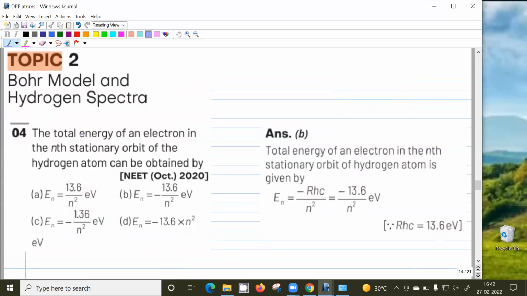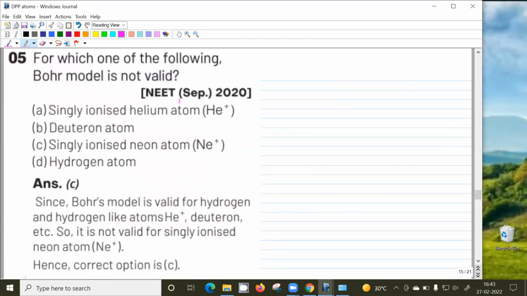Bohr model, hydrogen spectra. Total energy of an electron in its stable orbit can be obtained by, this is a theoretical question. Minus 13.6. Which option? Option C, sir. Option C is 1.36. Sir, 13.6. Option B. So it's option B. They asked this in NEET 2020. Okay, this is also 2020.